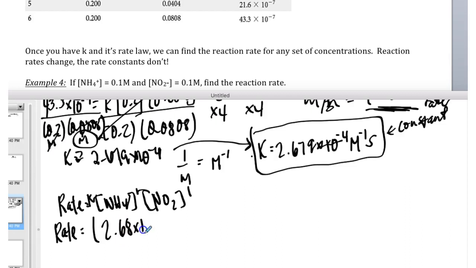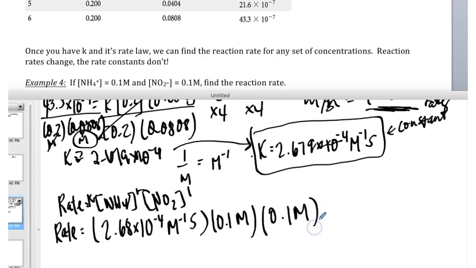2.68, I'm just going to round it, to the negative 4 inverse molarity per second. Now I'm going to plug in NH4, which is 0.1. And now I'm going to plug in the other molarity, NO2, which is 0.1 here again. This inverse molarity cancels with regular molarity. You're left with 1 molarity per second. And it makes sense. Rate is molarity per second.